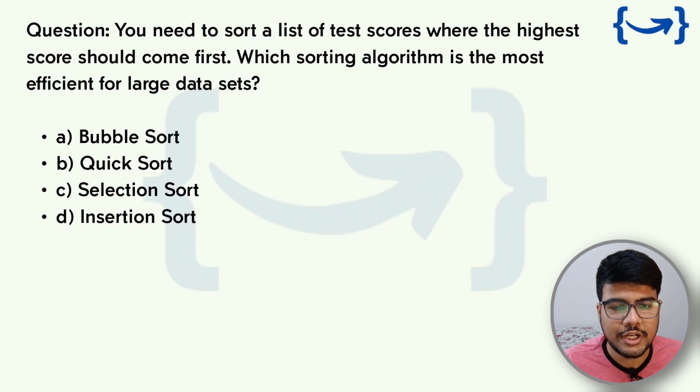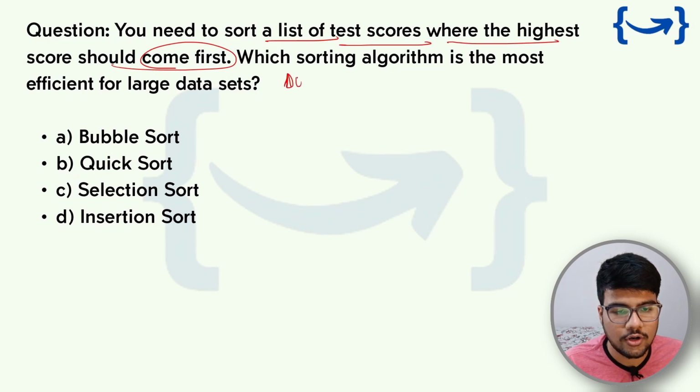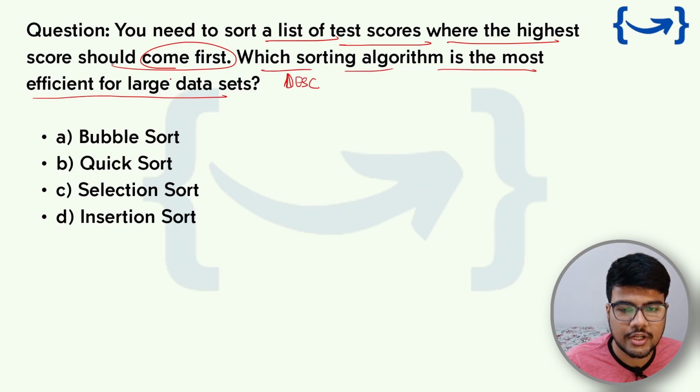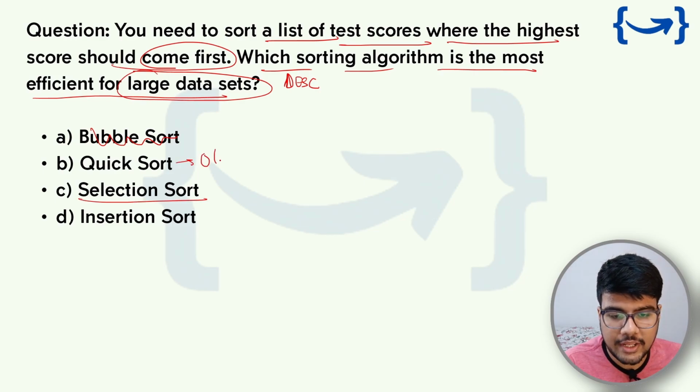So now you need to sort a list of test scores, where the highest score should come first. Highest scores first, which means descending order. Don't you think? Which sorting algorithm is most efficient for large data sets? If you talk about a large data set, do you think bubble sort? No, it takes O of n squared time complexity. If you talk about quick sort, it will take O of n log n time complexity.